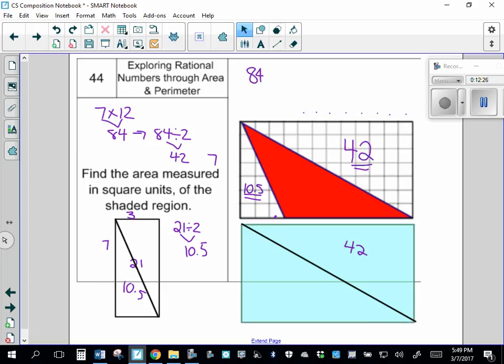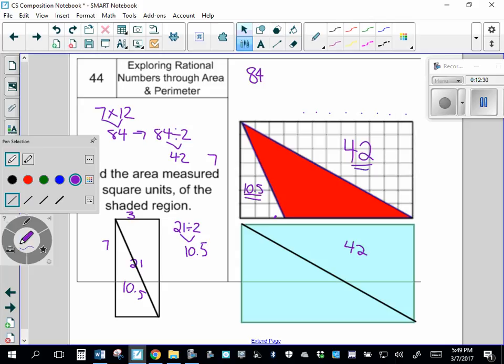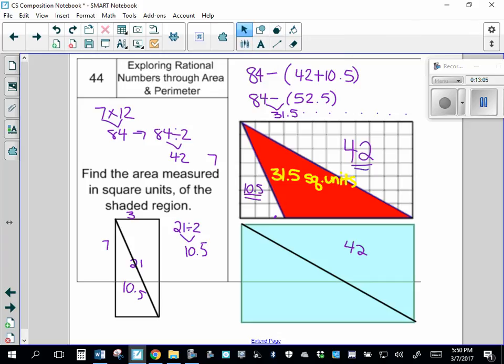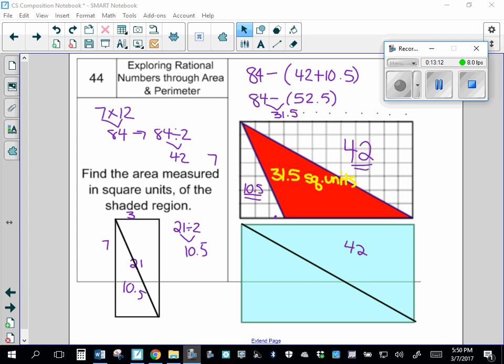So I have to take my 84 and I'm going to subtract out the 42 plus the 10.5. So that's 84 minus 52.5. And when you subtract that, you get 31.5 square units. So that was kind of a level 3 problem. So it's a great one to understand, but it may take a few practice examples.